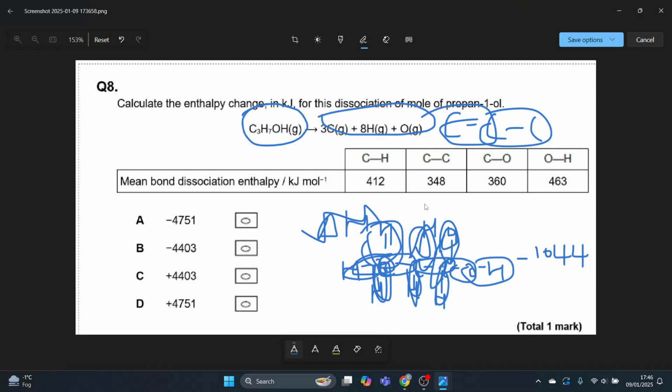That's 4403 minus 348 times by 2, 696. Sorry, not minus 696. It's because these are single elements anyway, so the enthalpy change is going to be 0 anyway. So it's just going to be 4403. That's a trick. So we're not actually doing energy required to break bonds minus energy released when new bonds are formed. We're just doing energy required to break bonds, and that's my answer. 4403 plus 4403.